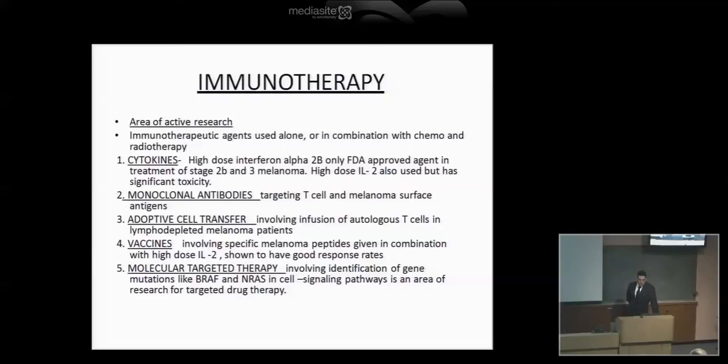Adoptive cell transfer in lymphodepleted melanoma patients: you can infuse autologous T cells to see if that would help them fight the melanoma. Vaccines are being studied to see if there would be a vaccine that might help in patients with advanced melanoma for cure. And the last and the most modern of this is molecular targeted therapy, identifying gene mutations like BRAF and NRAS mutations. These are mutations in cell signaling pathways which might be affecting melanoma patients.